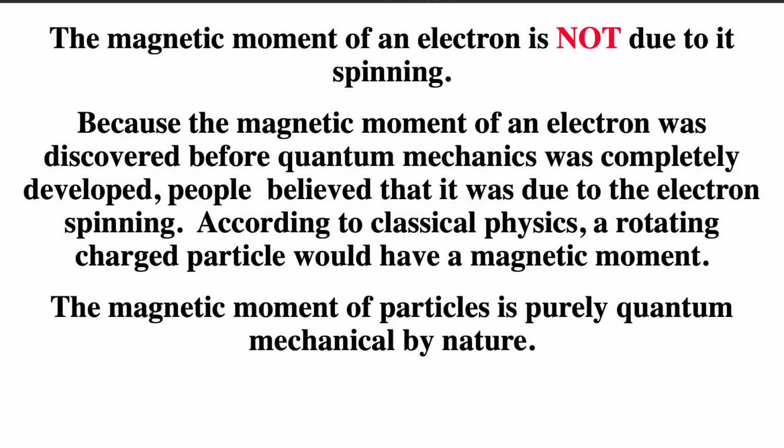It was called a spin because it was discovered before quantum mechanics was completely developed. And so people believed that the magnetic moment of the electron is due to its spinning, and so they called it a spin, because according to classical physics, a rotating charged particle would have a magnetic moment. But the magnetic moment of particles like electrons is purely quantum mechanical in nature. The electron is not spinning.